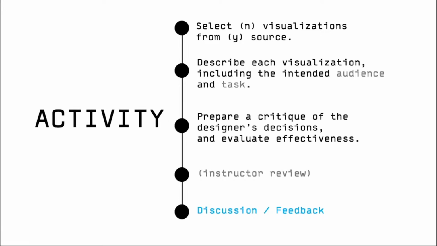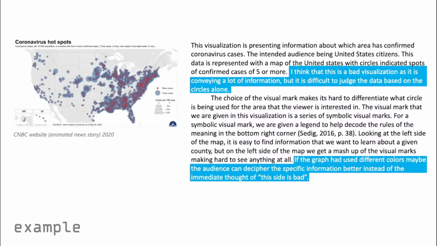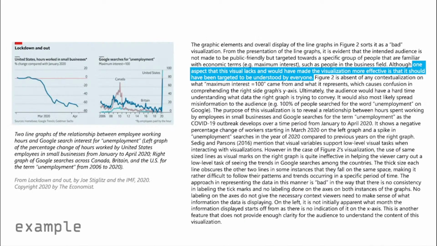Here I'll describe how we integrated critique into an entry-level visualization course in the Cognitive Science Department at UCSD. We structured the critique activity as an individual graded assignment. Students were directed to selections from any source they wanted, excluding those we had already discussed in class or those that were critiqued in a text or other online source. Students prepared short blog posts where they described each visualization and made inferences about the intended audience and task for which the visualization was produced. They concluded their blog posts with a critique of the designer's decisions and overall evaluation of effectiveness.